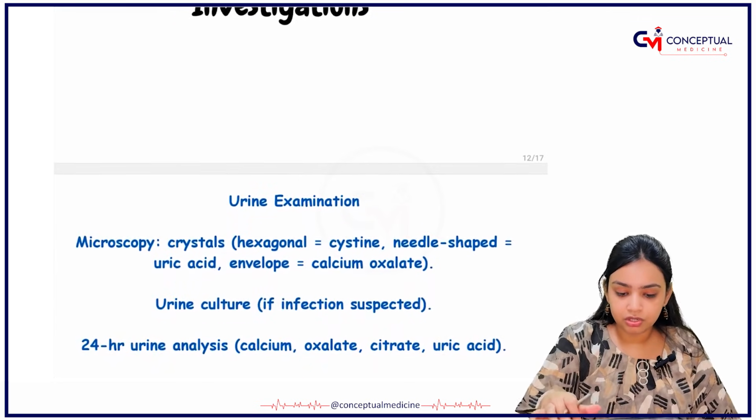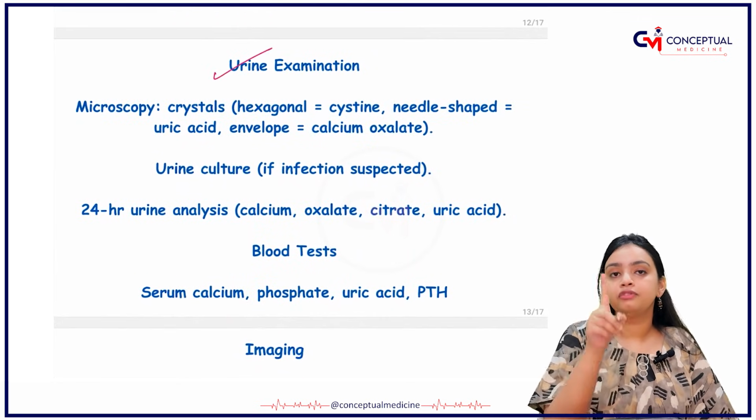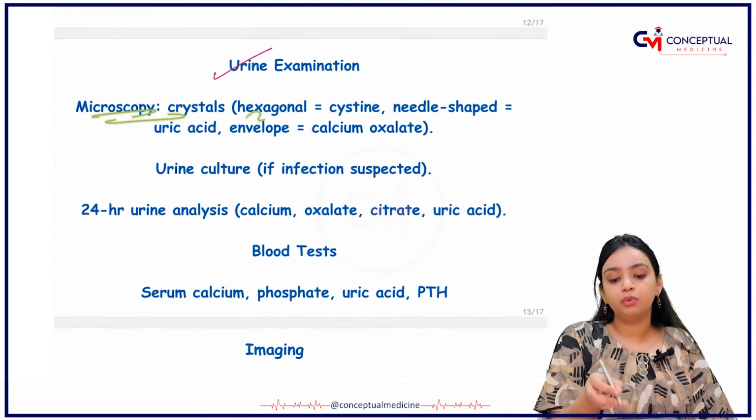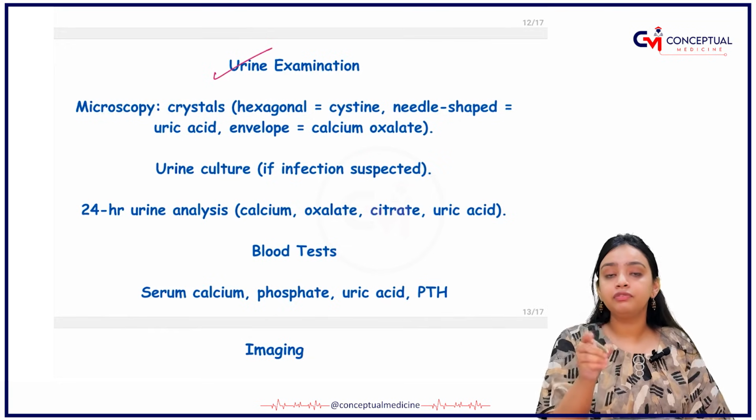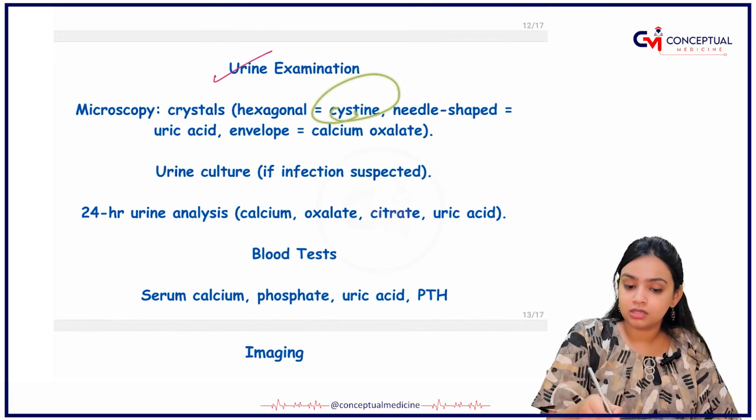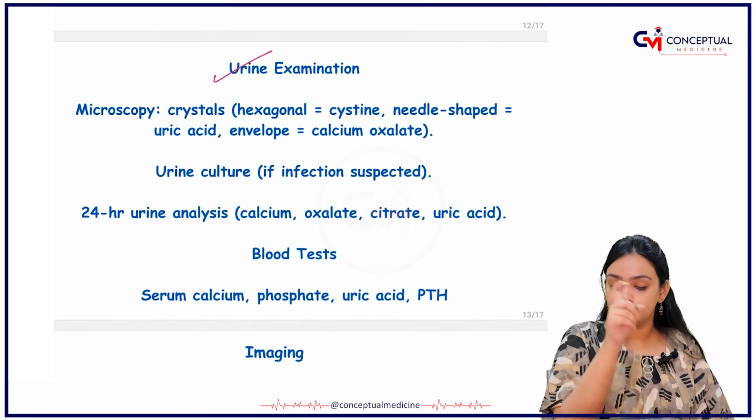What are the investigations you will order? First thing first, you have to order the urine examination. In urine examination, in the microscopy, you will be able to see the crystals. If the crystals are hexagonal, diagnose that it is a case of cystine. Okay, cystine stones are there.